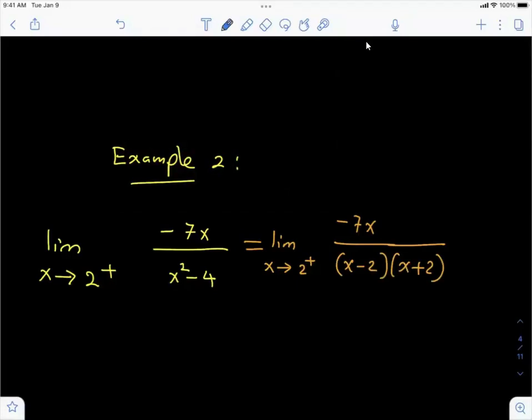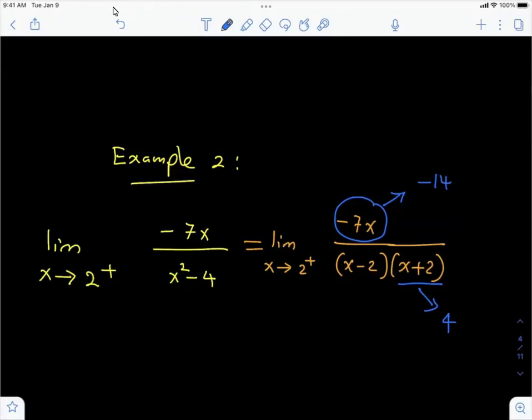When x goes to 2 from the positive side or the negative side, it doesn't really matter. What happens to the numerator is it's going to negative 14, just multiplying negative 7 by 2. So it's a negative number. That's what matters. The number is not what matters; the sign is what matters. And when x goes to 2, x plus 2 goes to 2 plus 2, which is just 4.